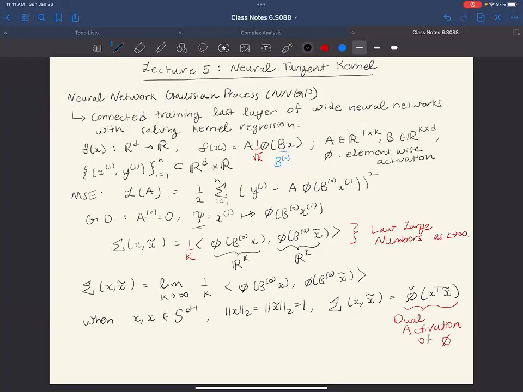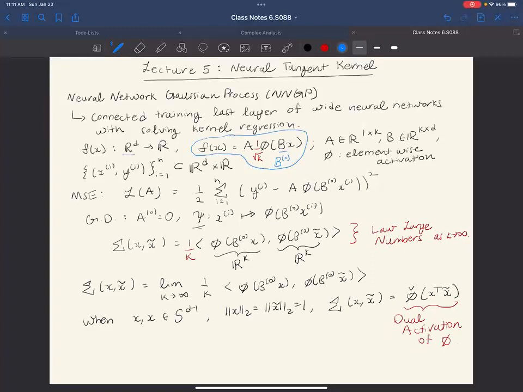Okay. So the reason I'm recalling all of these facts is because all of these forms, including this connection with the dual activation, are going to come in incredibly handy when we actually compute the neural tangent kernel. But before I introduce what the neural tangent kernel is, right now, and thus far in this course, we've always thought of neural networks as maps on data.